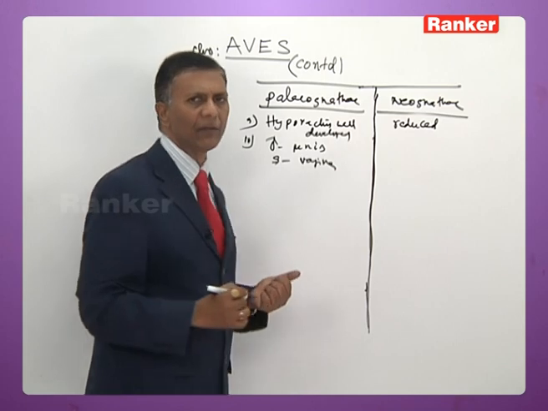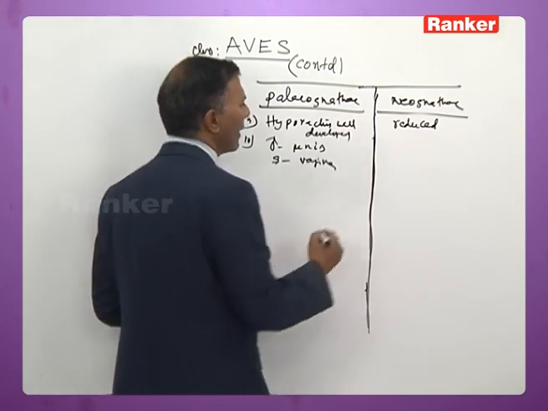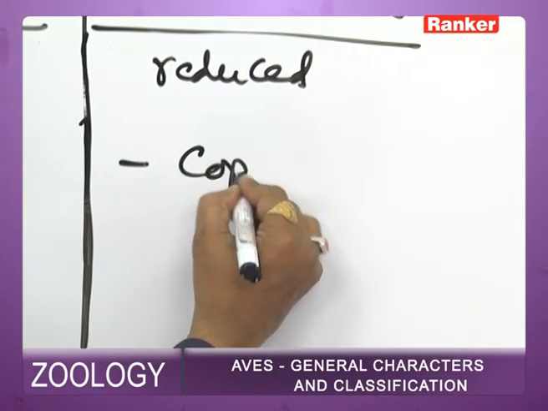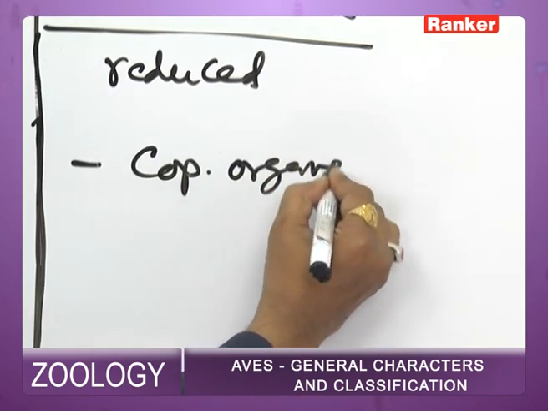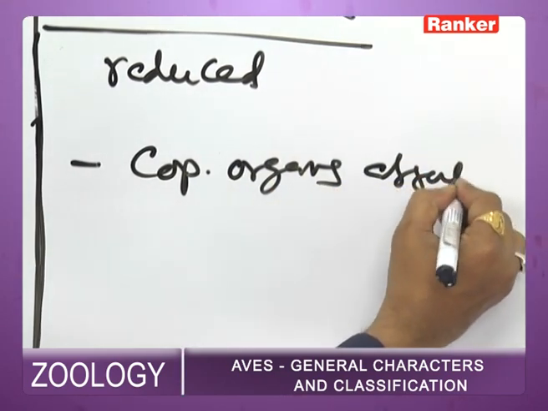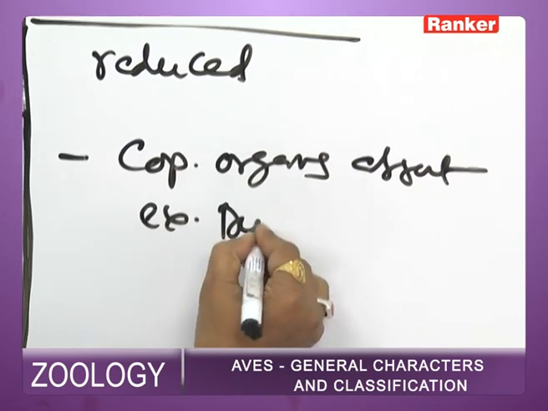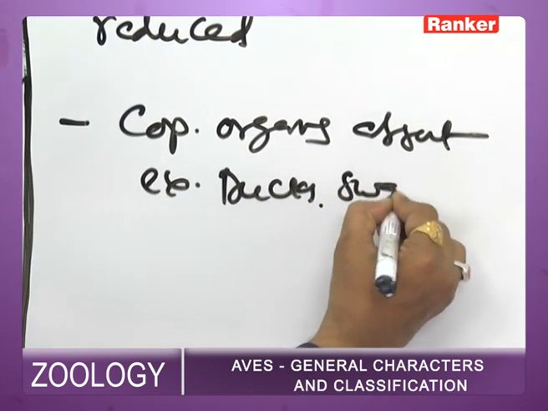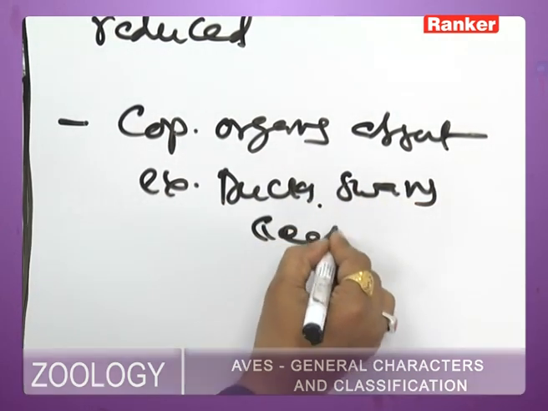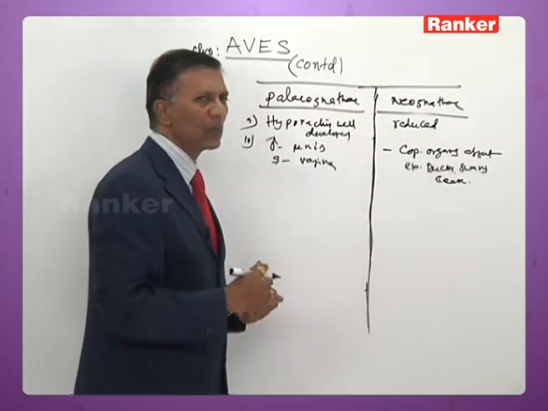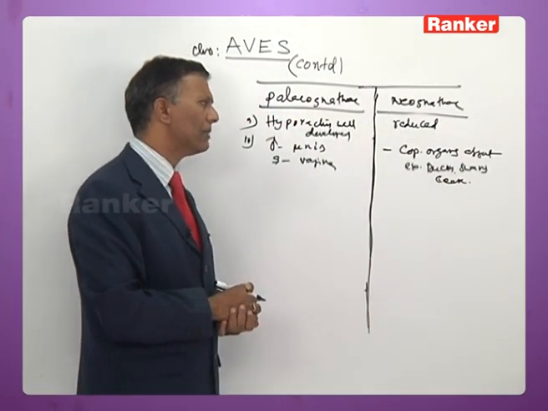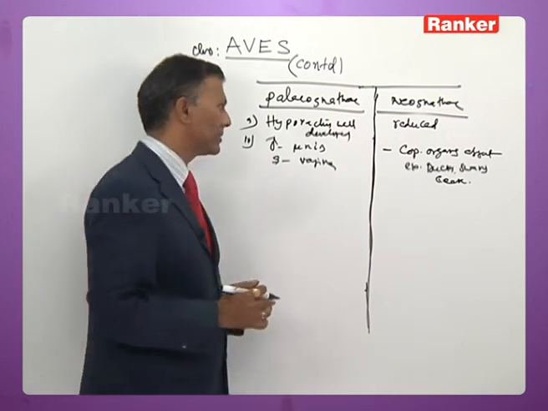Then in flightless birds, the males have a penis and the females have a clitoris, whereas in flight birds the copulatory organs are absent, except in ducks, swans, geese, etc. In all other flight birds, copulatory organs are absent.